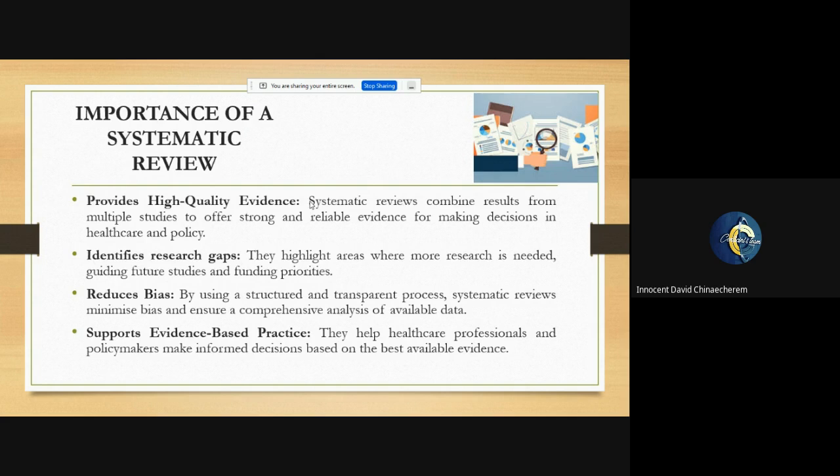Then another importance of systematic review is that it reduces bias, right? So a systematic review clearly reduces what? Bias. So considering that in a systematic review, unlike a traditional review, right, we have to screen the articles that we are including. Let's say we are including prevalence of malaria. We are conducting a study on prevalence of malaria in Nigeria, right?